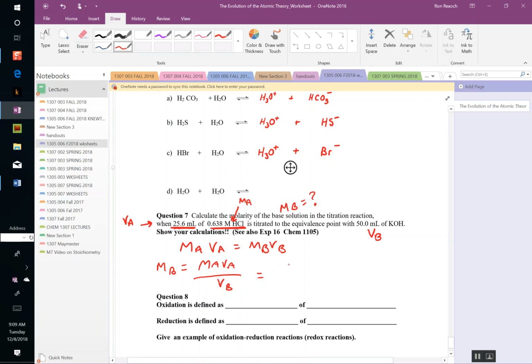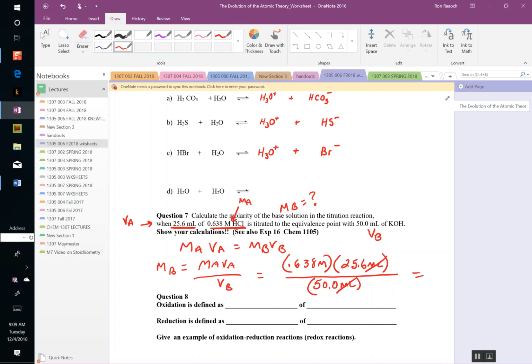So we're going to have that molarity times that volume. All right, that's VA. VA is the 25.6 milliliters. And then VB is 50 milliliters. You can see that milliliters cross out, and the answer is going to be in molarity.